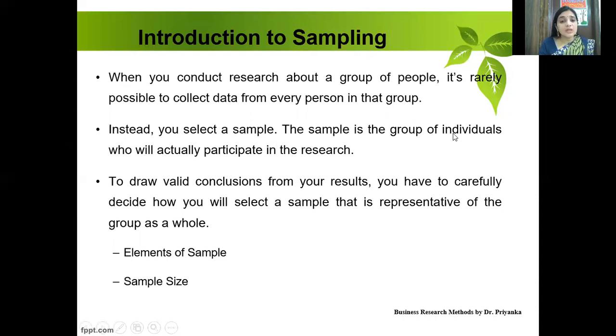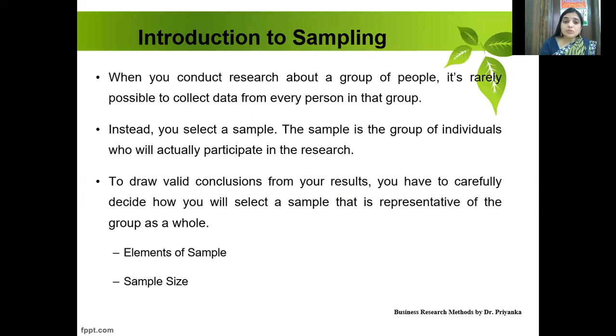The sample is a group of individuals who will actually participate in the research. Now, those 100 out of 1000 people would be participating in the research, and that 100 people is your sample size. To draw valid conclusions from your results, you have to carefully decide how you will select a sample that is representative of the group as a whole. And this is dependent on two things: elements of a sample and sample size.